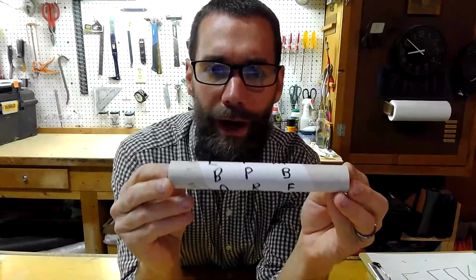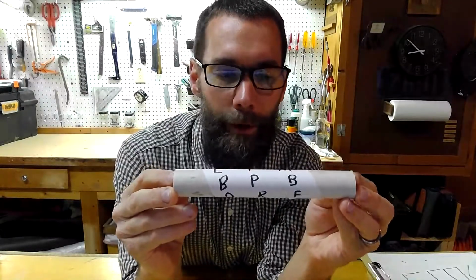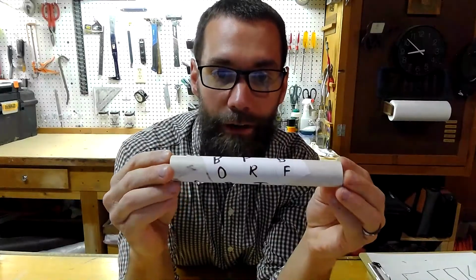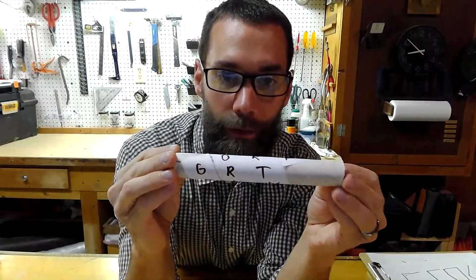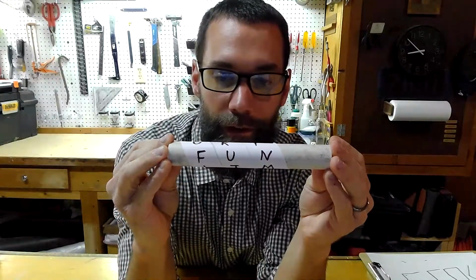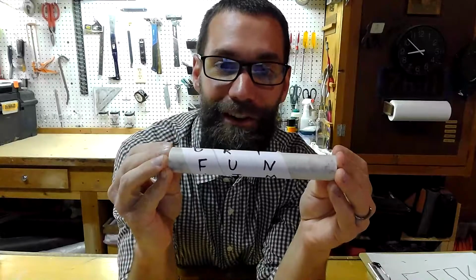So I just put a bunch of random letters on my strip of paper as it was wrapped around my PVC pipe. But there is one location where I actually spelled out a message, and I'm going to have to rotate around to see if I can find it. There it is. I spelled out "fun" because I'm having fun doing math.